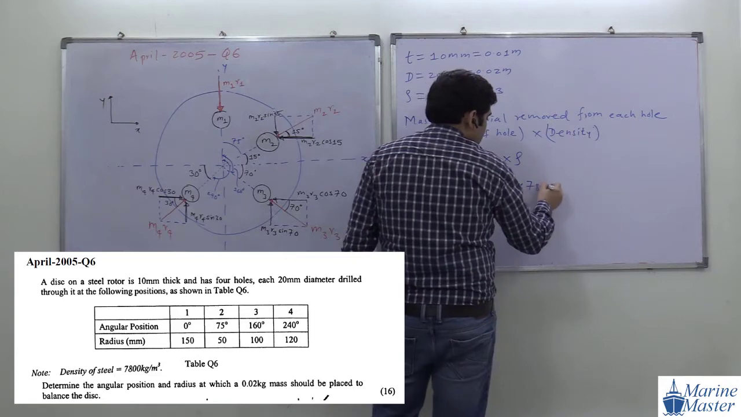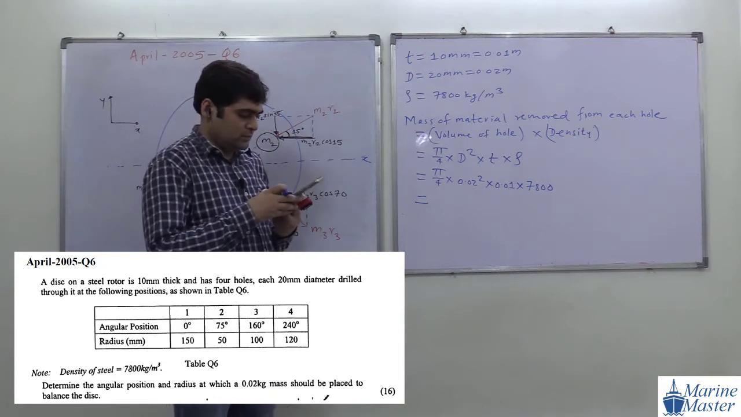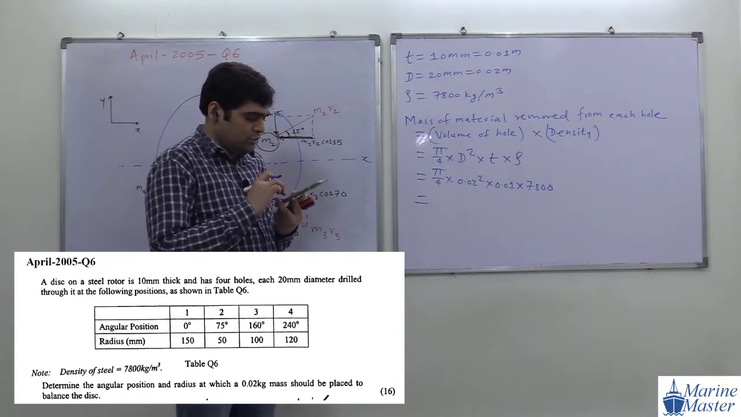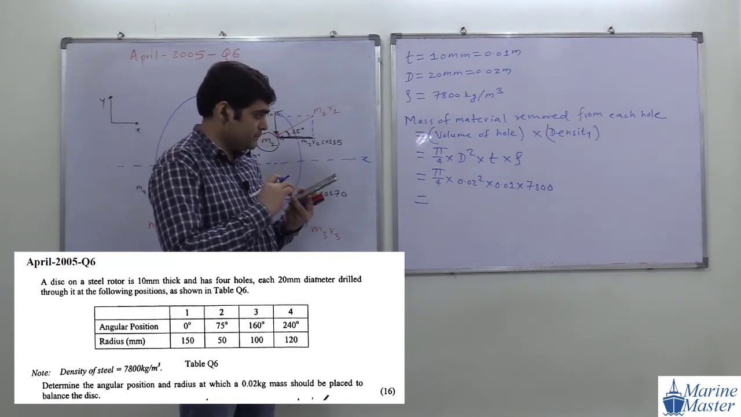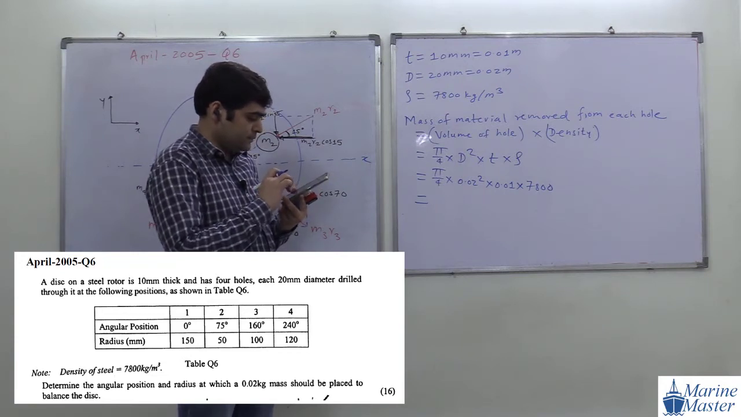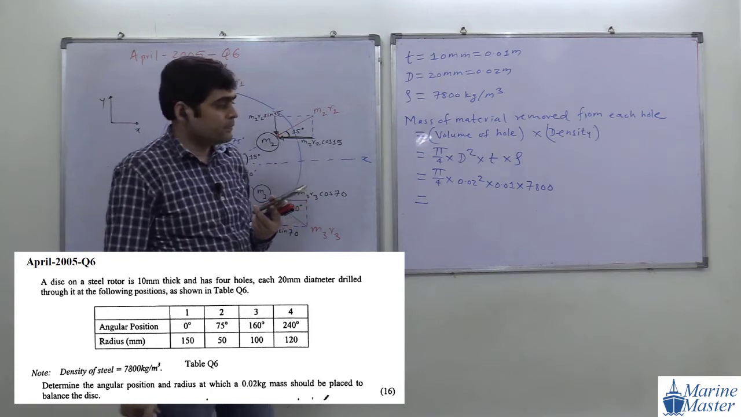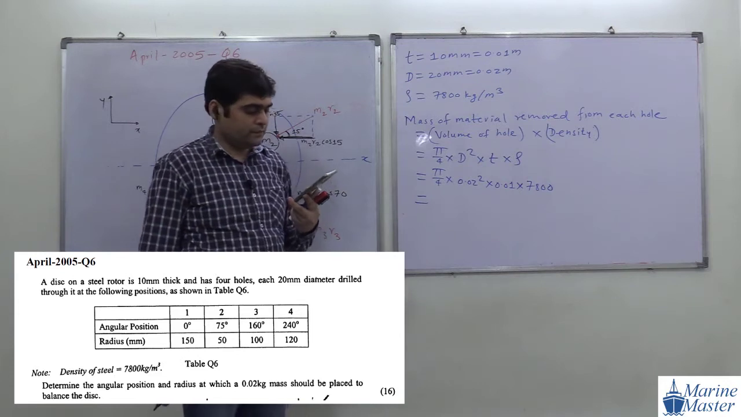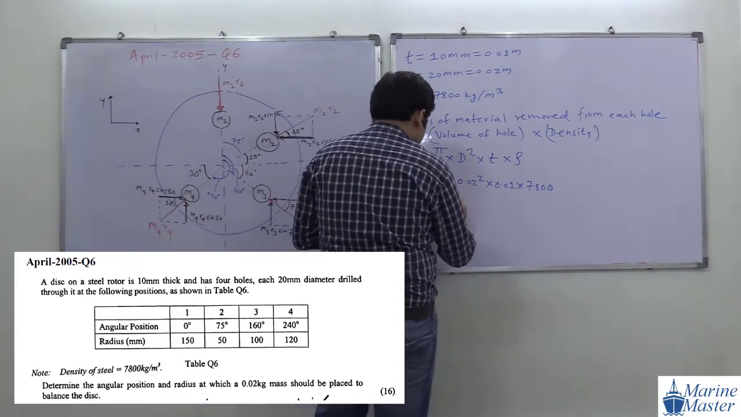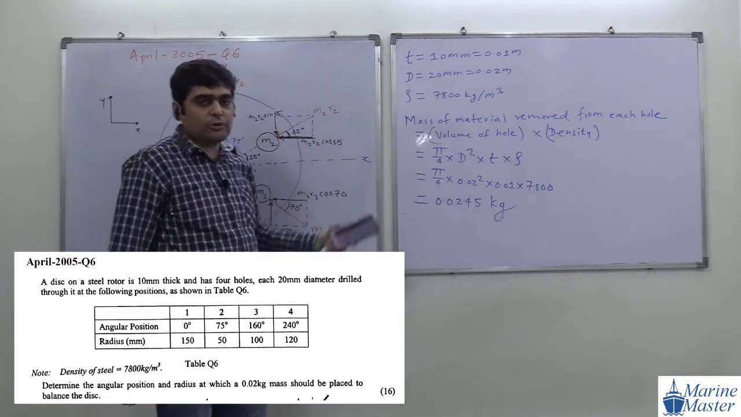So how much will be the mass of material removed from each hole? Please everyone do the calculation. 0.0245 kg. Okay, everyone got the same answer? Please always do the calculation with me also.